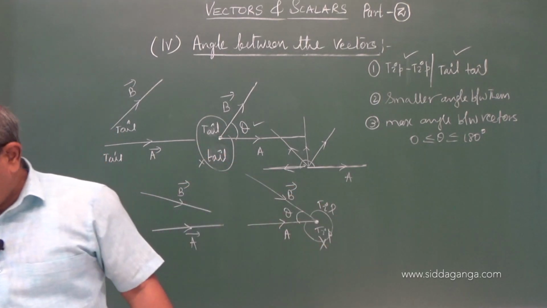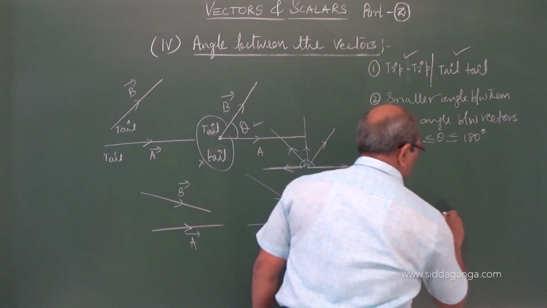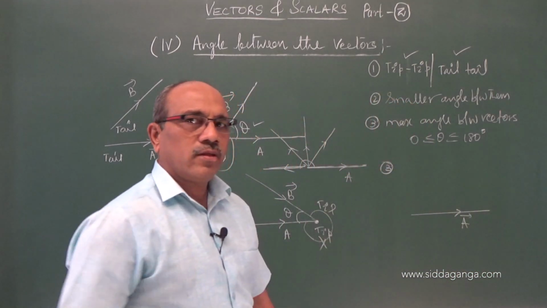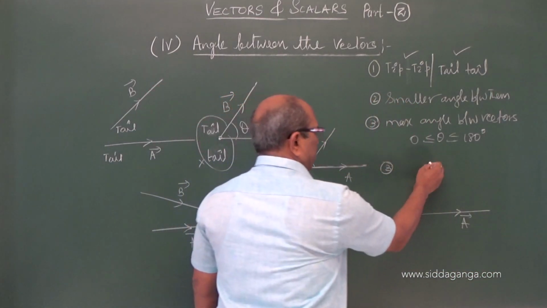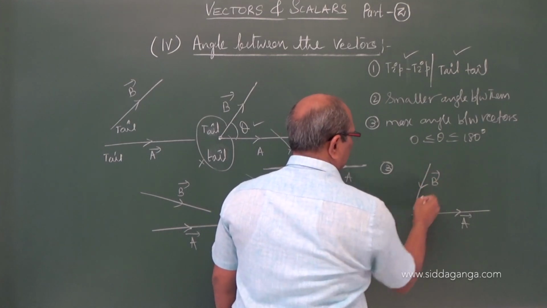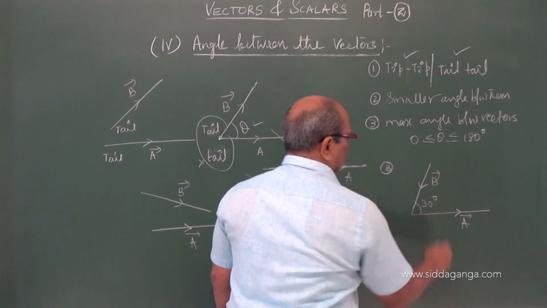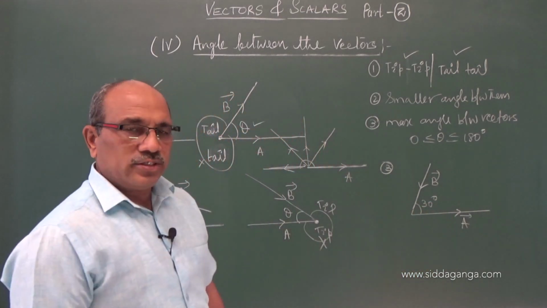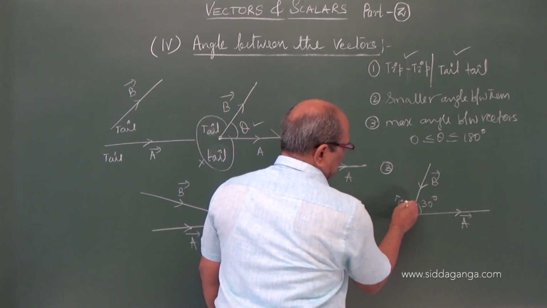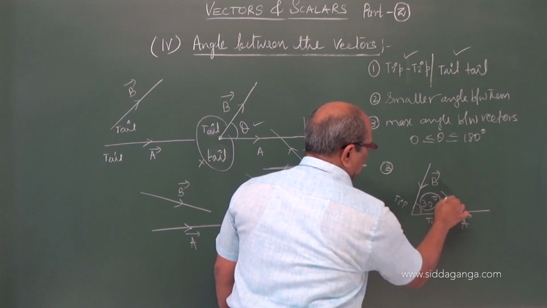Otherwise, I will show that. Okay, so the third case I show you: if you are joining the two vectors, it is A and another vector B. So what is the direction? This may be 30 degree, it is given. Is it so? No, because the tip of this cannot be joined with the tail. This is not the answer. The angle is not 30 degree.